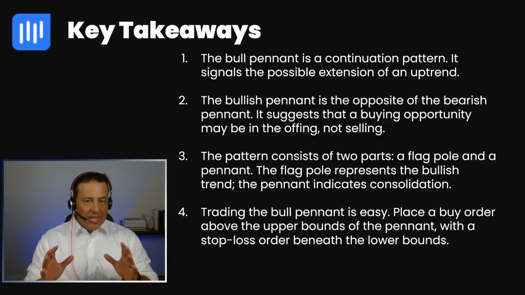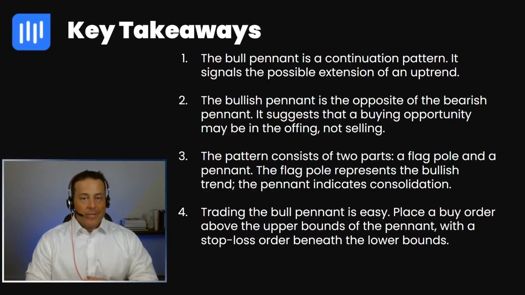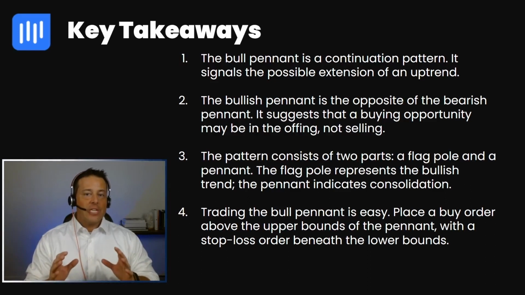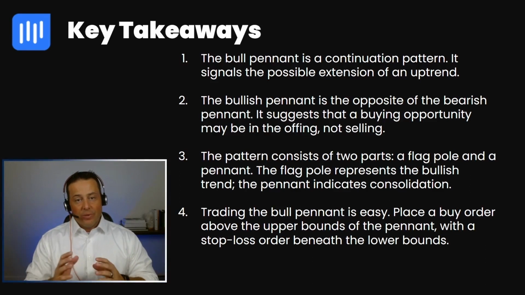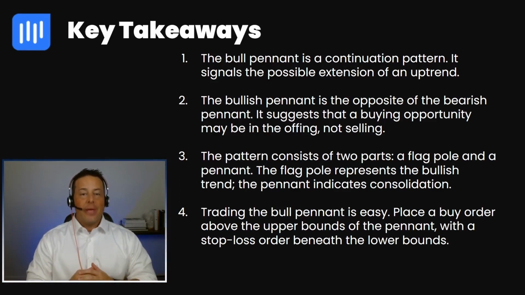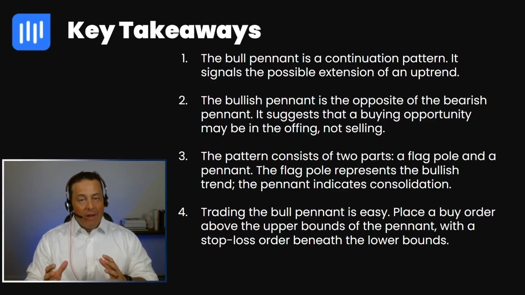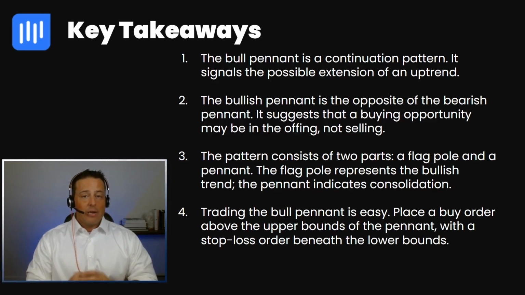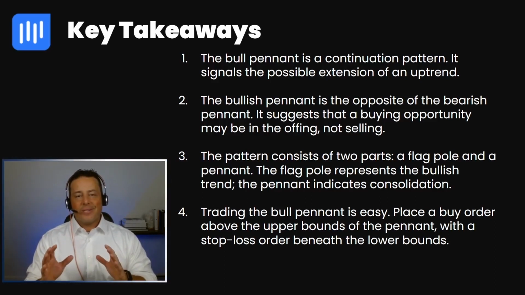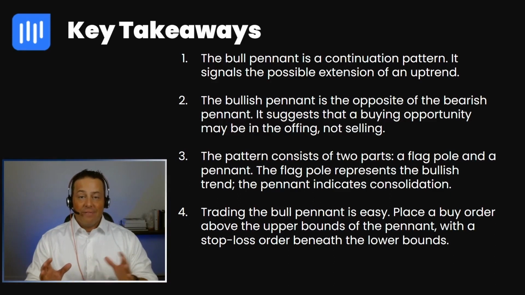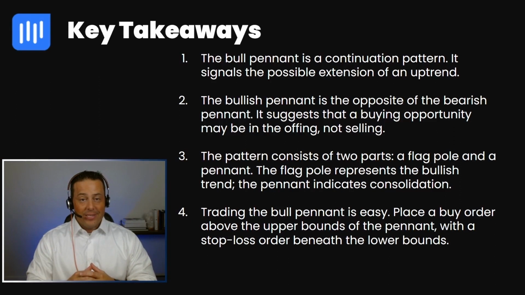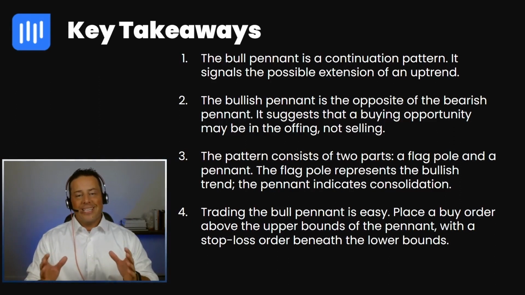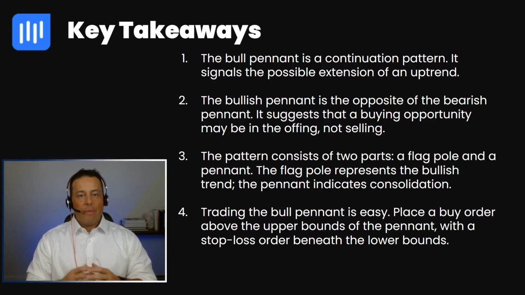Now, let's review some of the key takeaways from the bull pennant pattern. Number one, the bull pennant is a continuation pattern. It signals the possible extension of an uptrend. Number 2, the bullish pennant is the opposite of the bearish pennant. A buying opportunity may be in the offing, not selling. Number 3, the pattern consists of two parts, a flagpole and a pennant. The flagpole represents the bullish trend. The pennant indicates consolidation. And number 4, trading the bull pennant is easy. Place a buy order above the upper bounds of the pennant with a stop loss order beneath the lower bounds to execute a trade.